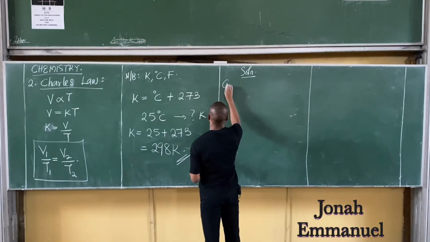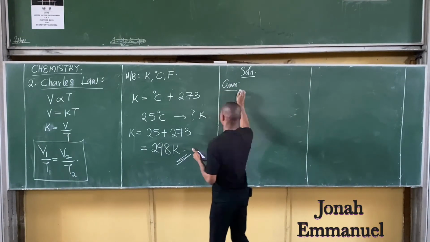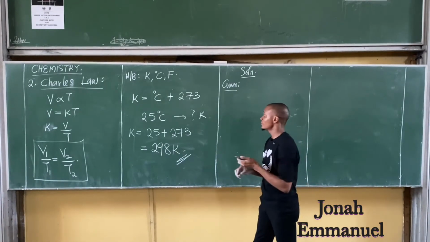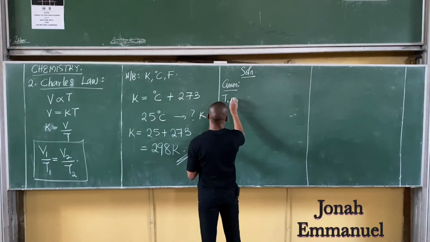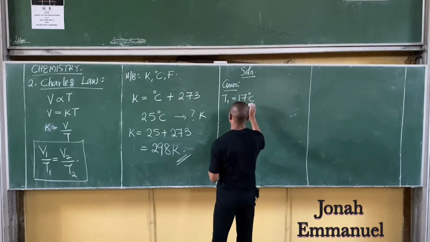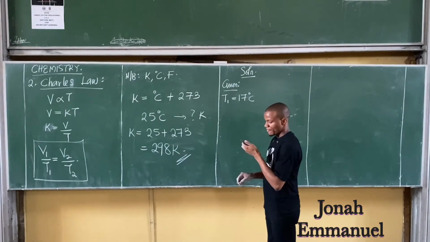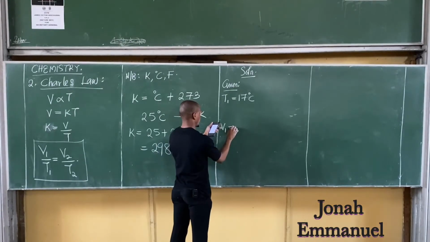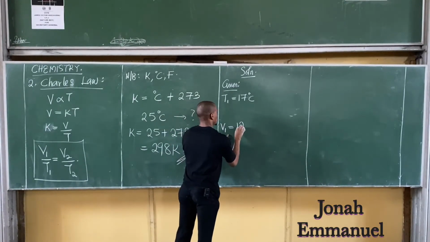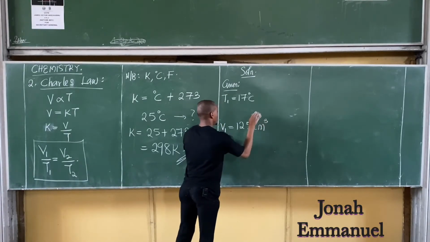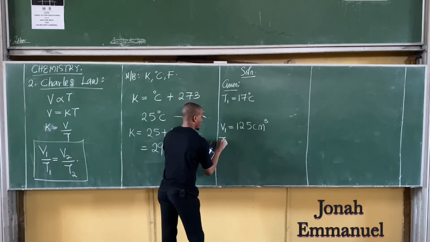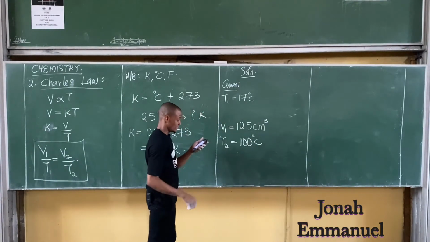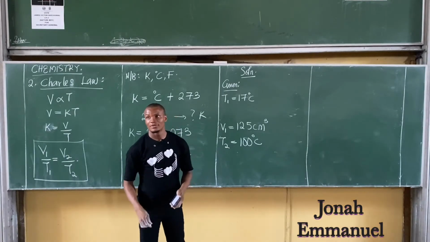Case 1. List out your given parameters. What am I given? The first thing is T1, which is equal to 17 degrees Celsius. Then they give me V1, occupies, so V1 is equal to 125 cm cubed. Next, the second temperature T2 is 100 degrees Celsius. I'm asked to find the volume, that's V2.